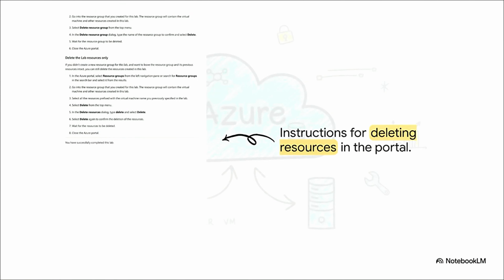Azure has some pretty strict safety rails in place here. You can't just accidentally blow up your entire environment with a rogue mouse click. Whether you're deleting the whole group or just isolated resources, the portal forces you to explicitly type the word delete or type out the exact resource group name to confirm. It's basically a final sanity check before your assets are permanently vaporized.